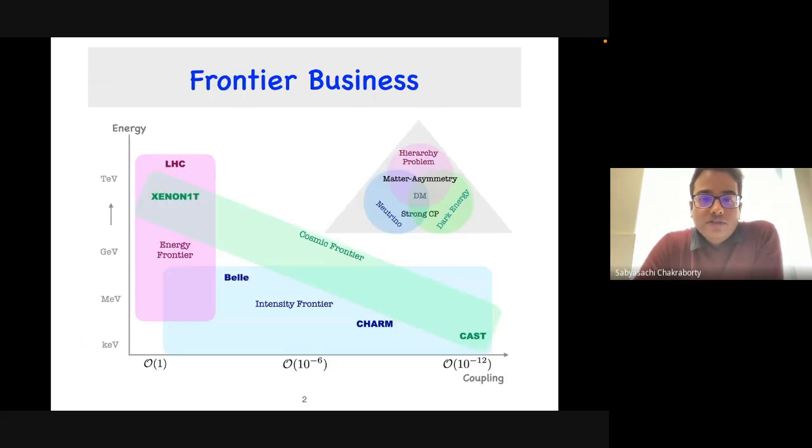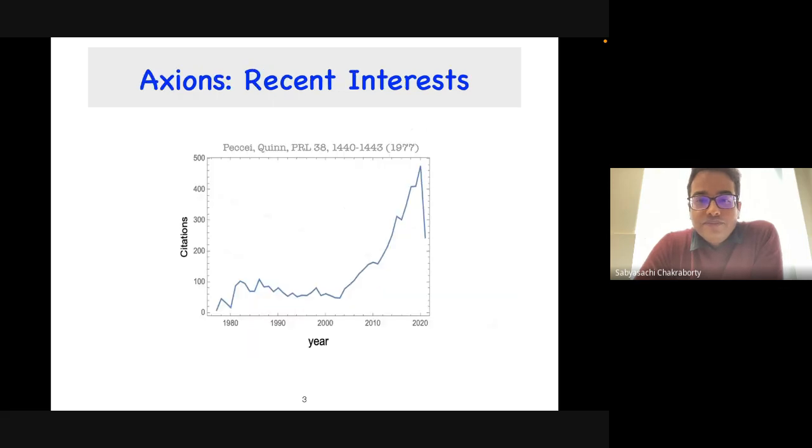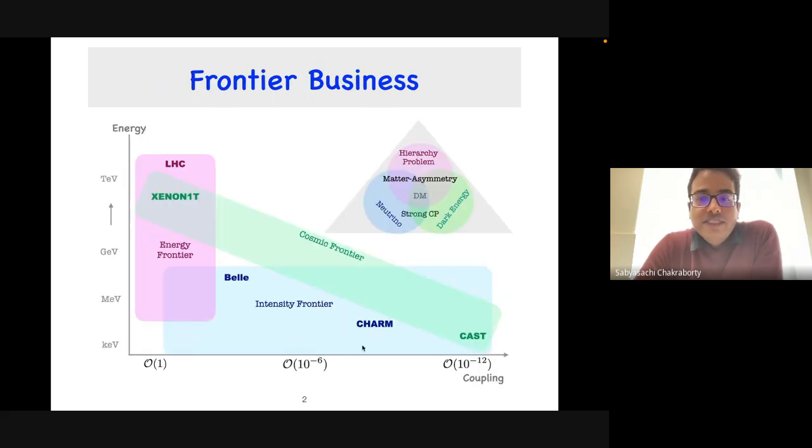But today's talk will be mostly based on this intensity frontier. And I reiterate that the intensity frontier is where one uses an intense source of beam, very high luminosity, and looks for rare processes in the standard model. And the experiment that I'll focus on today is Belle, which looks for rare B decays mainly. And the particle that I'll talk about, as I said in the introduction, is the axion.